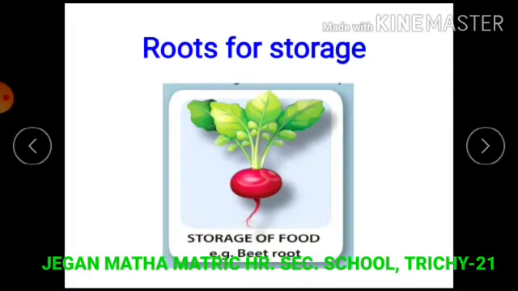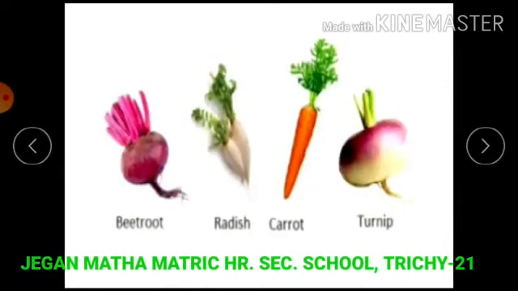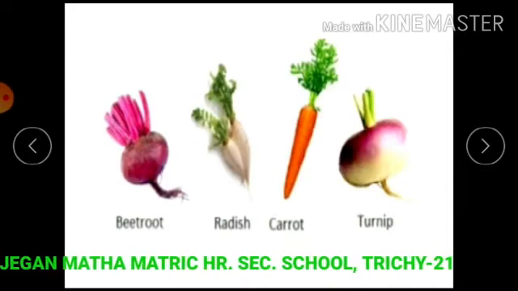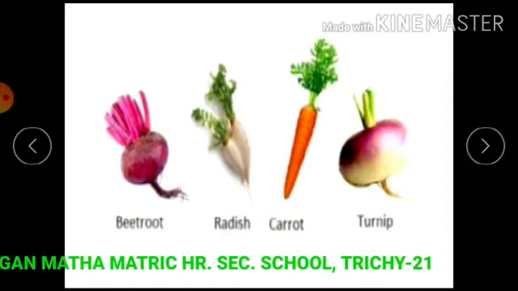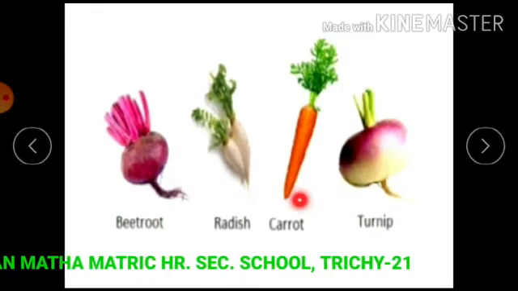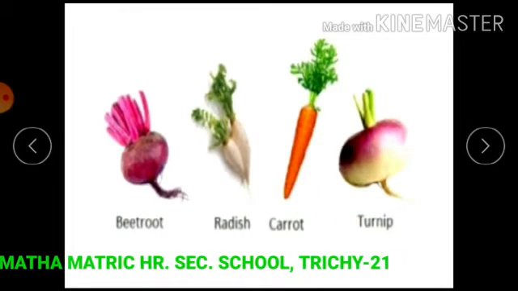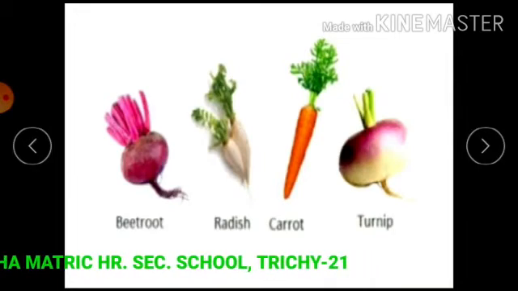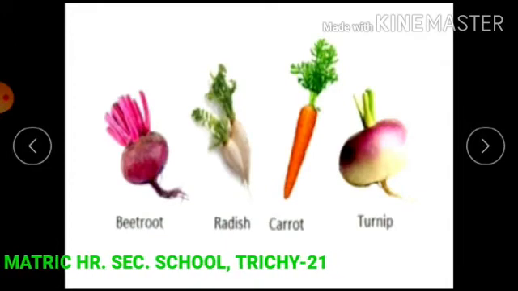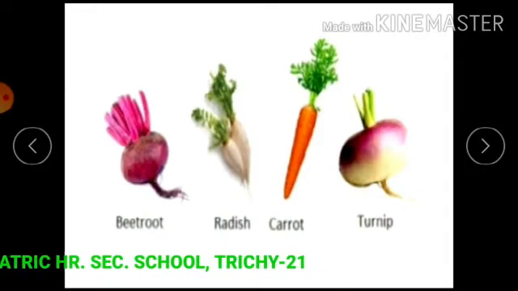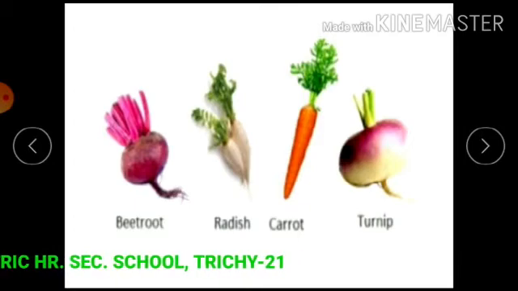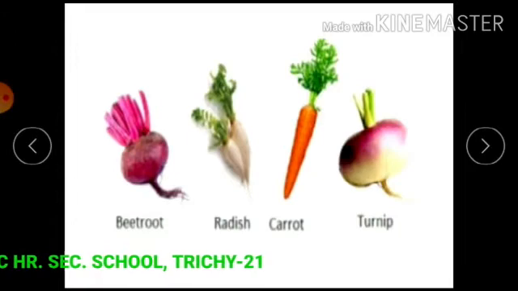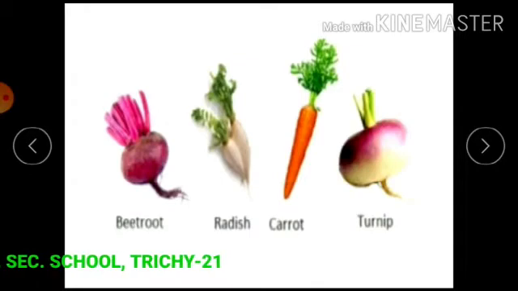Roots for storage. Look at a radish, turnip, beetroot, and carrot. They all grow under the soil. As soon as we pluck it from the ground, if we wash them gently, we will notice small roots dangling from their surface. All these vegetables are roots of the plant.